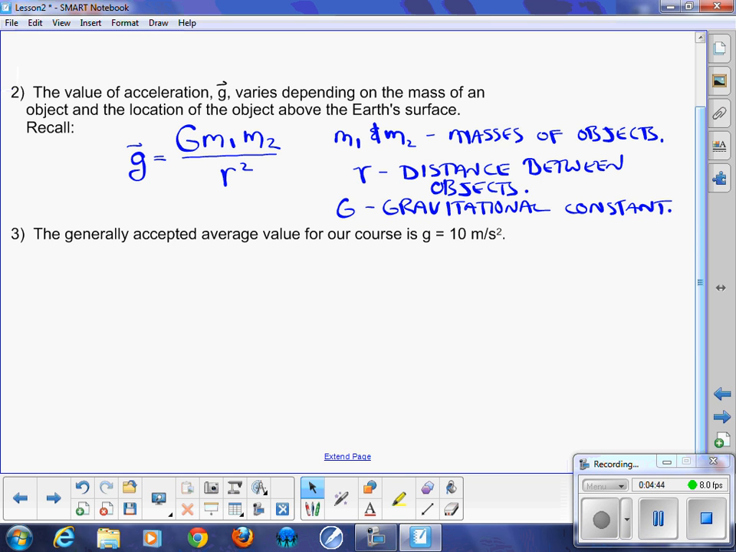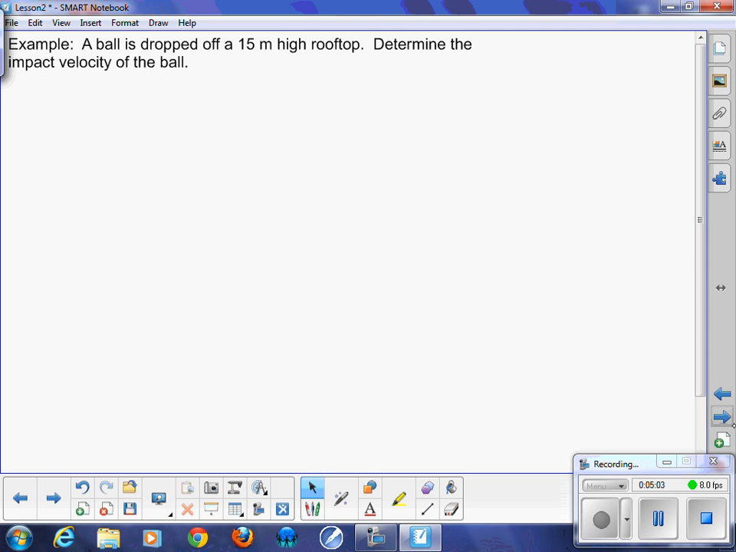So the generally accepted value for our course, and I said this in the opening video, I'm going to use 10 meters per second squared. Definitely not because it's accurate. A, it's an easy number to work with, and B, it is a safety factor. So for all the aspiring engineers out there, you've got a safety factor built right in. All right. So, dealing with gravity.